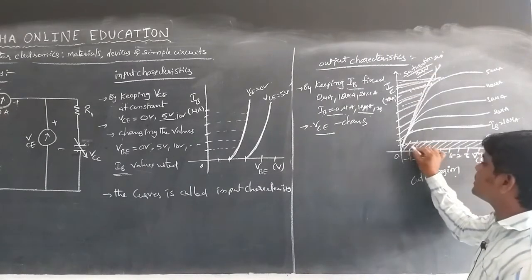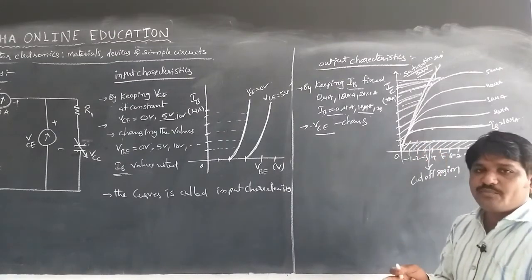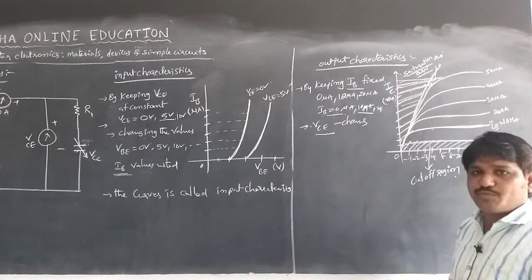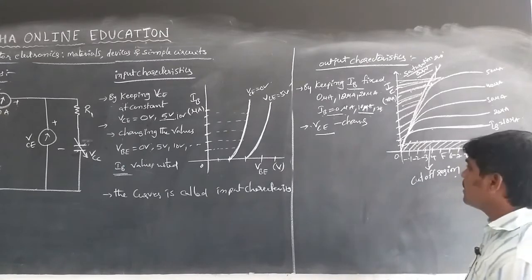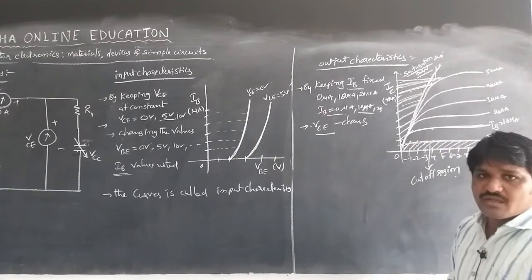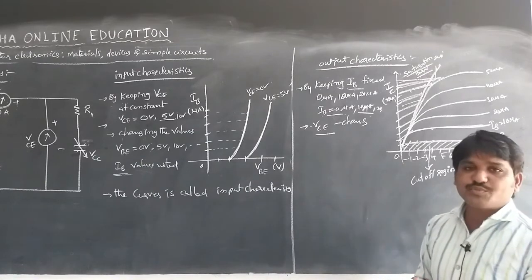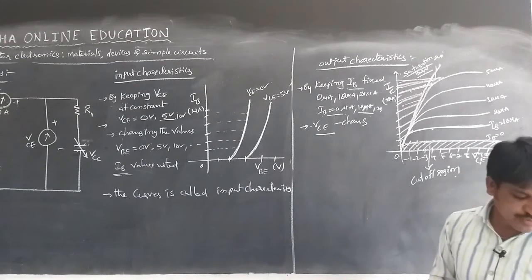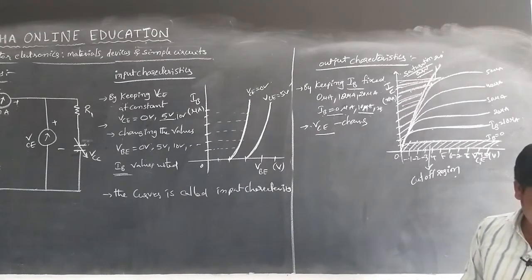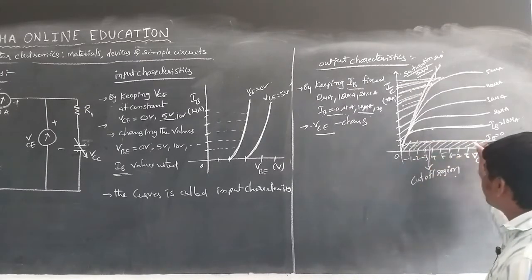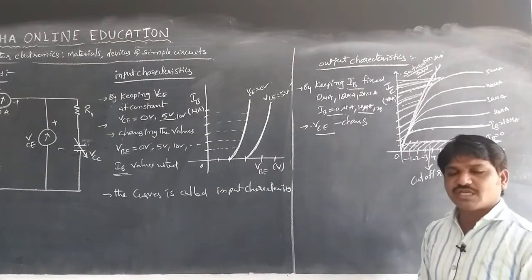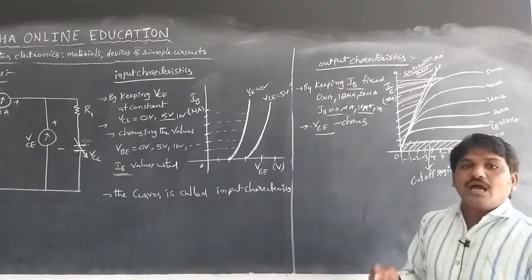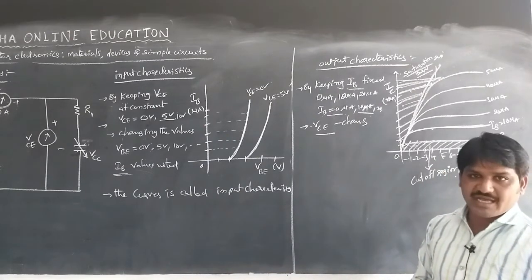Here there are no changes of current when the base current is a fixed value, and there are no changes of collector current by changing the output potential VCE. Then in the cutoff region, the two circuits, input and output circuits, are reversely biased. So that is the cutoff region. In the saturated region, the input and output circuits are forwardly biased.